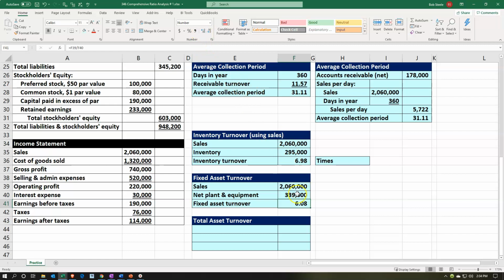Let's go ahead and put an underline here. So that is a measure of how efficient we are with relation to the use of our fixed assets, depreciable assets, PP&E, property, plant, and equipment. Is that good? Depends on past performance and industry standard.